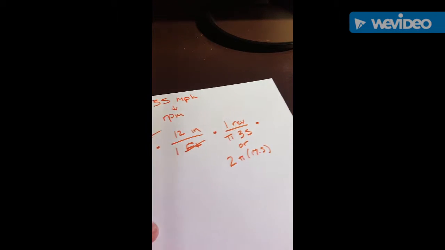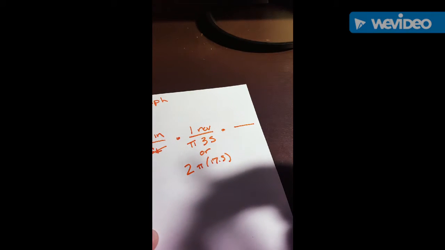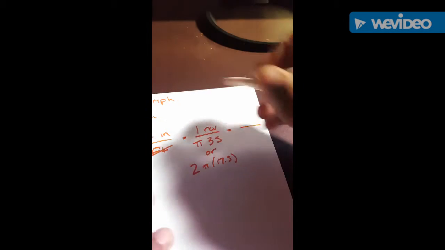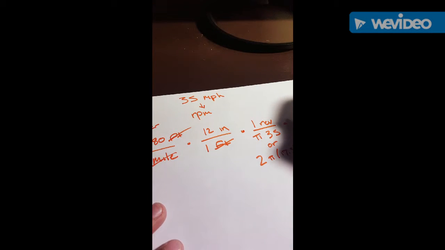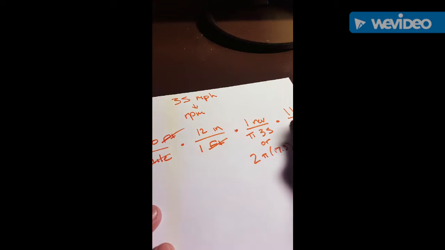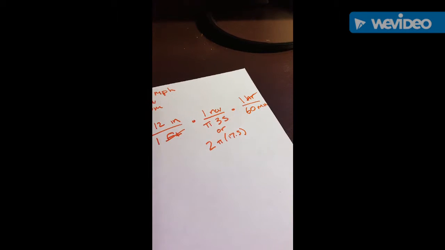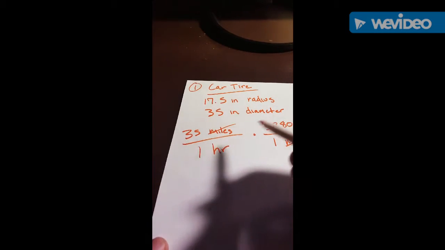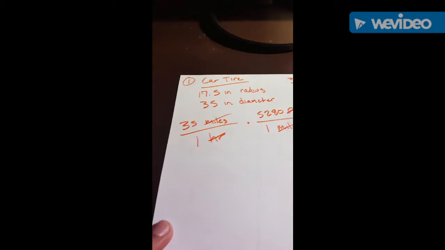And then your last step is just getting your hours to minutes. If you go all the way back to the beginning, your hours is in the denominator, so your hours is going to want to be in the numerator over here. So 1 hour, 60 minutes. These cross out, that hour crosses out with the hour all the way over here. And now you have that whole thing set up.